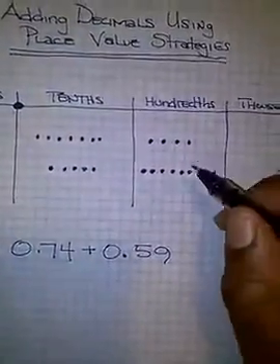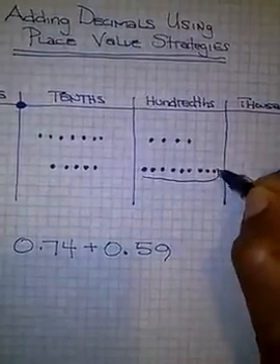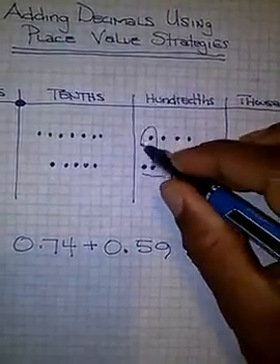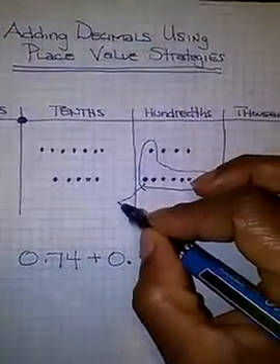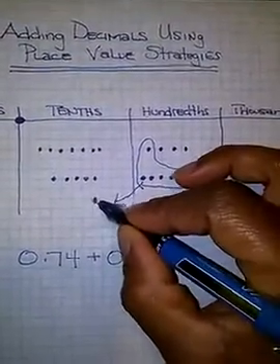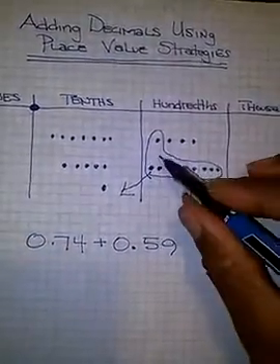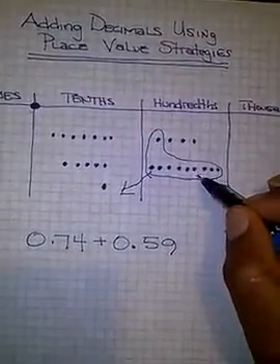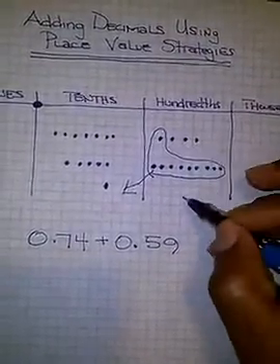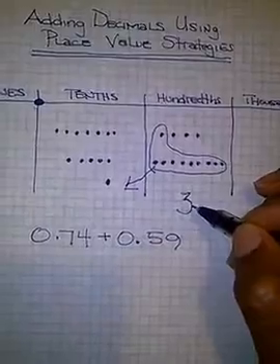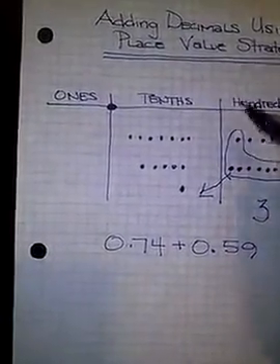So in this case, I will bundle 10 of the hundredths together, and I will move that over to the tenths column. So now I will no longer count these 10 hundredths that are listed here. I will only count the 3, and I will bring the 3 down. Then I will move to the next column, which is the tenths.